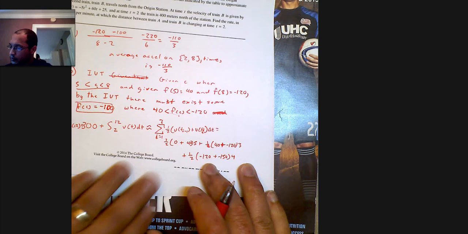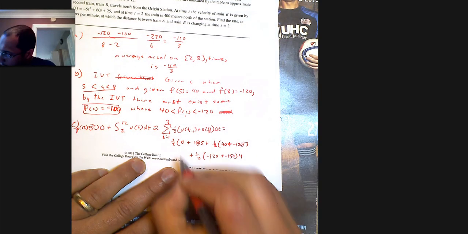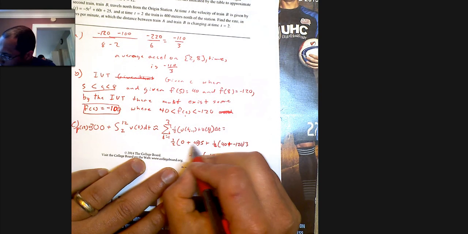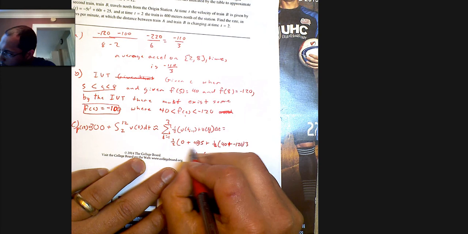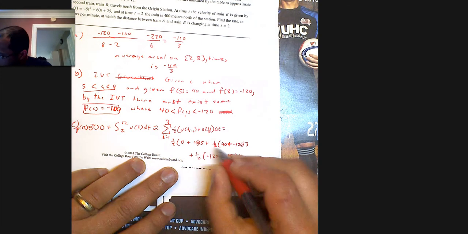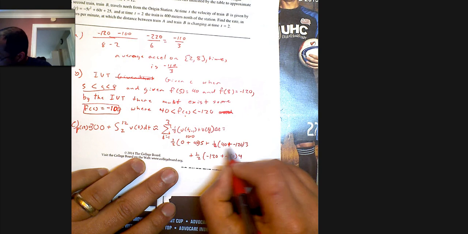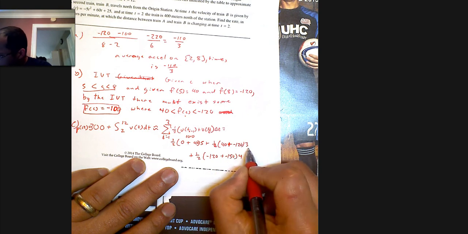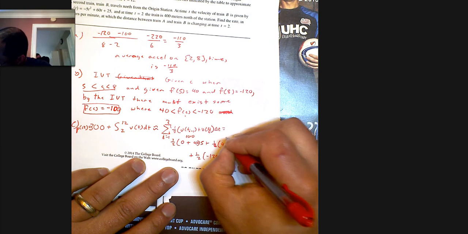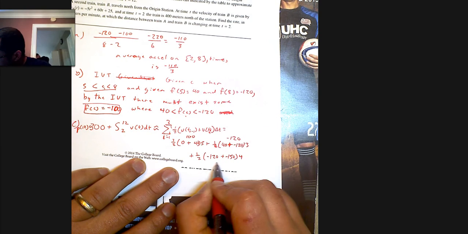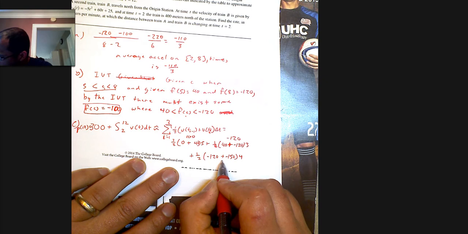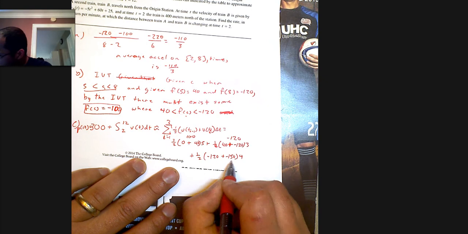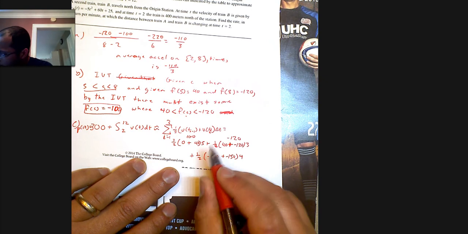So basically, non-calculator, this is not that bad. Half of 40 is 20 times 5 is 100. Half of that adds up to being negative 80. Half of negative 80 is negative 40 times 3 is negative 120. And then right here, half of 4 is 2. That's negative 270. 270 times 2 is negative 540.